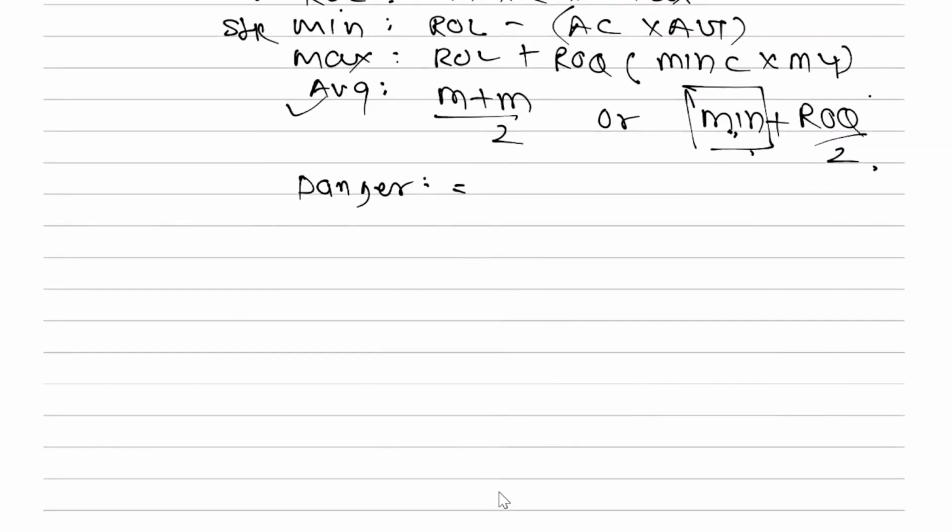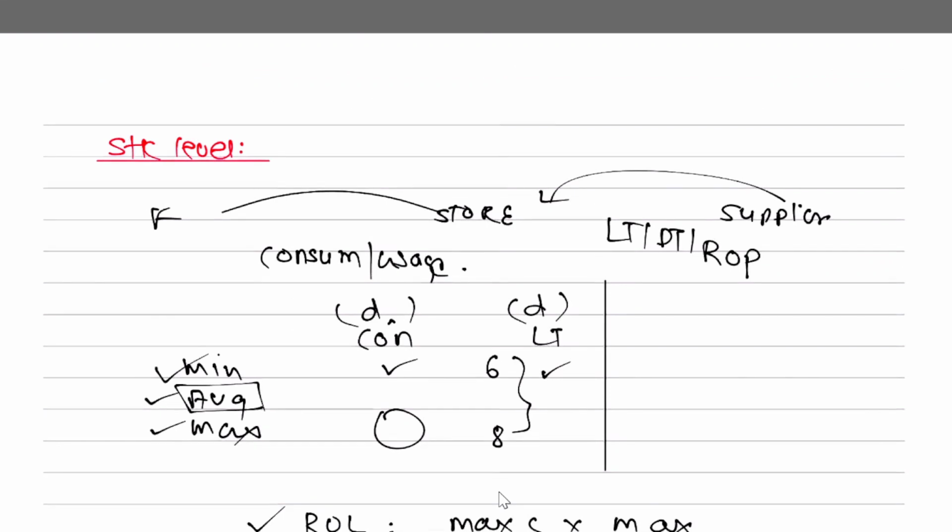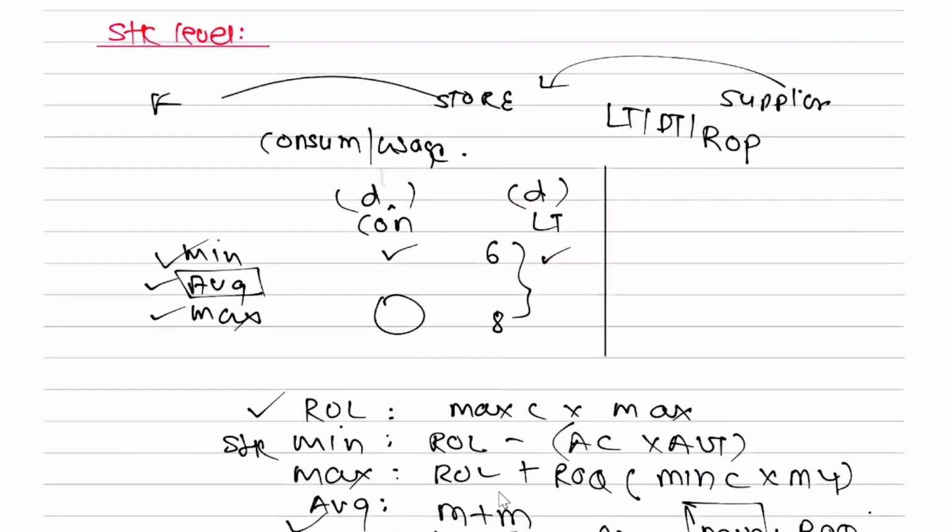Danger level, just remember the formula now. Let's not get into the logic: average consumption into emergency lead time. If average is not given, you will take minimum consumption. That you have to remember. So your stock levels are also done. One point, please don't forget: both should be in days or both should be in weeks. Whatever is the specification, both must be the same. You can refer to the November 22 question.